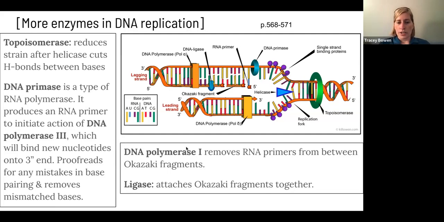Additionally, just before ligase is in action, DNA polymerase 1 has to remove the RNA primer from between the Okazaki fragments. So you would have an Okazaki fragment here with an RNA primer. That primer needs to come out of there in order for both of these to join together. And then ligase will attach the Okazaki fragments together.